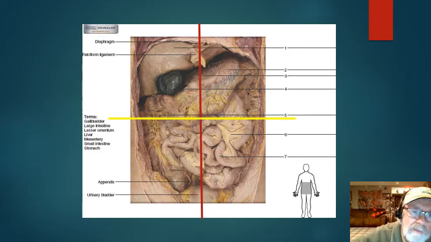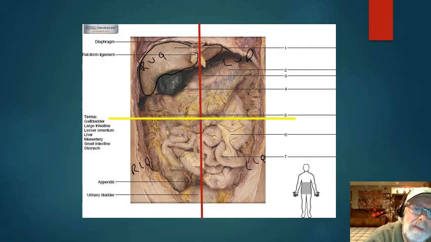So now I have my right upper quadrant, my left upper quadrant, my left lower quadrant, and my right lower quadrant. So what do we see here? In my right upper quadrant, guess what this thing is? That's the liver. There's a little tab of liver right here, but the biggest lobe of the liver, the right lobe, is this area right here. What's that? That's the gallbladder. That's a big thing right there.